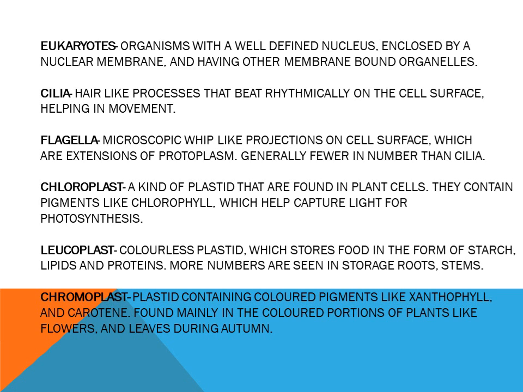Chloroplast, a kind of plastid that is found in plant cells. They contain pigments like chlorophyll which help capture light for photosynthesis. Leucoplast, they are a colorless plastid which stores food in the form of starch, lipids, and proteins. There are more leucoplasts seen in storage roots, stems, etc. Chromoplast, plastid containing colored pigments like xanthophyll and carotene. They are found mainly in the colored portions of plants like flowers and leaves and are more in number during the autumn season.